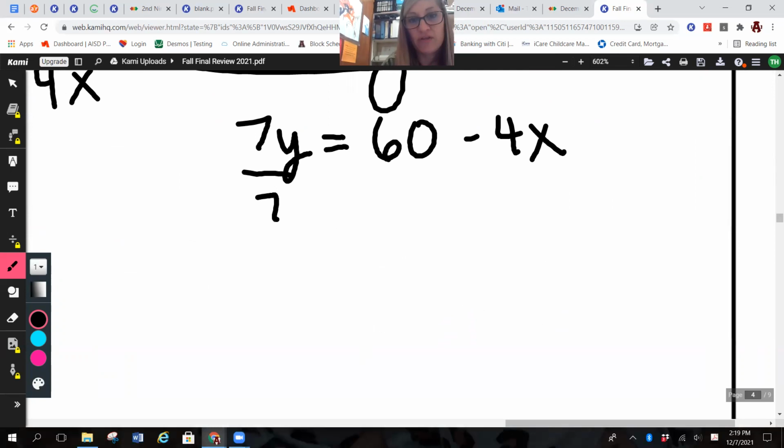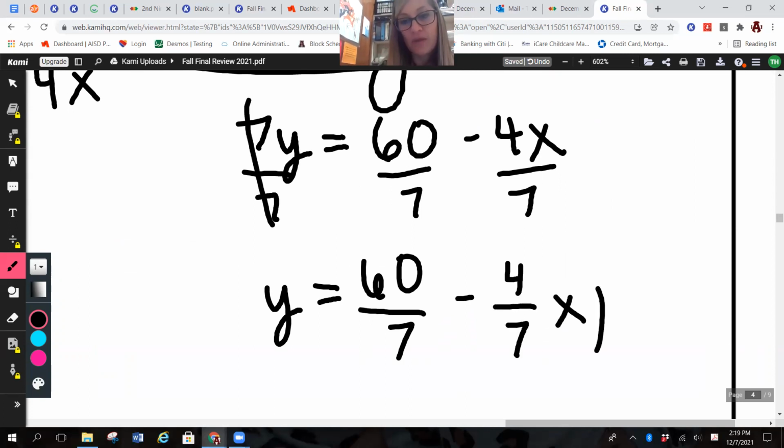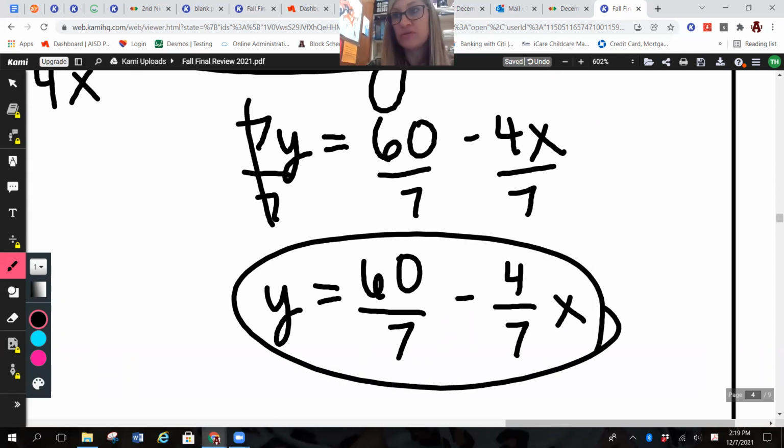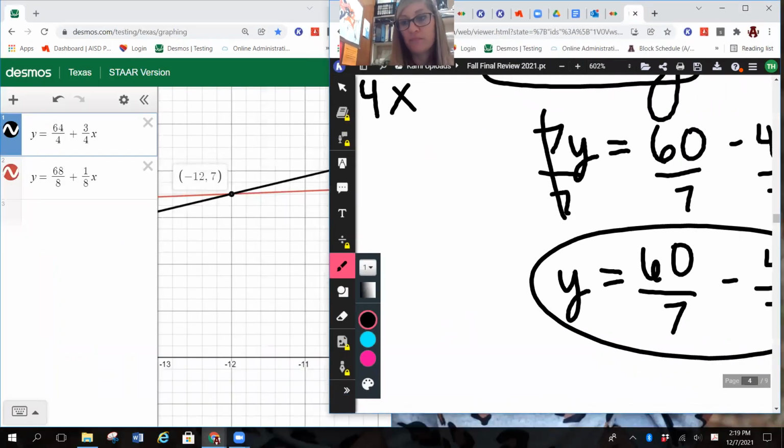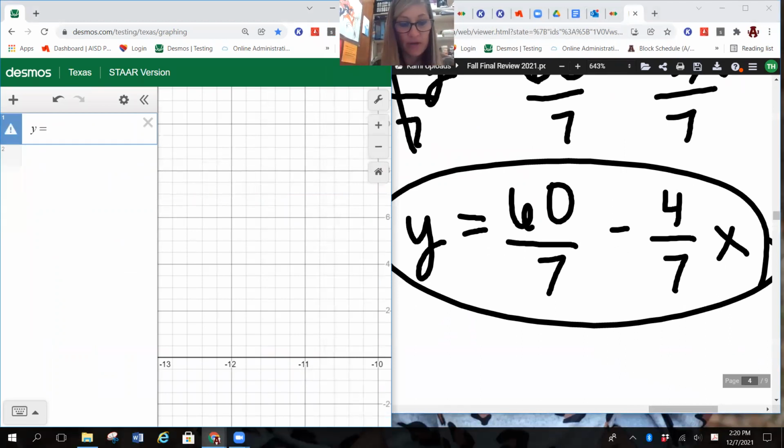Then we're going to divide. Now we're dividing by 7. 60 is not divisible by 7, just leave it like that. Neither is 4, so leave it like that. That's what we're going to type in the Desmos. The order you type in the equations doesn't matter. So, give me a 60 divided by a 7. Give me a 4 divided by a 7.